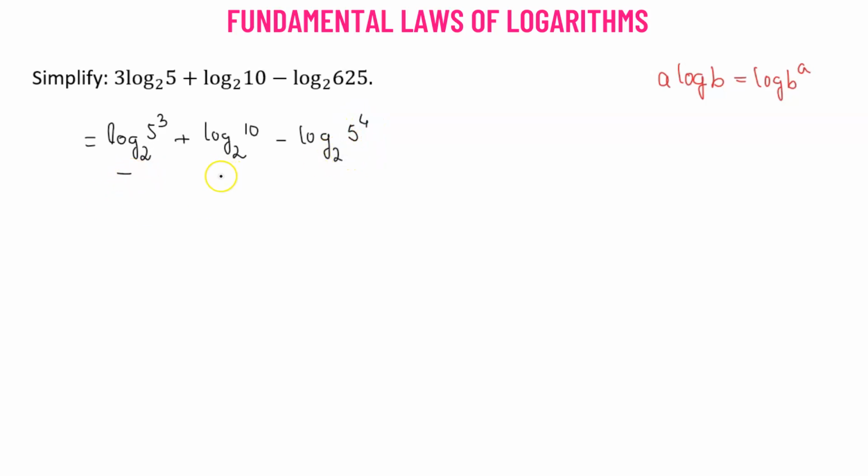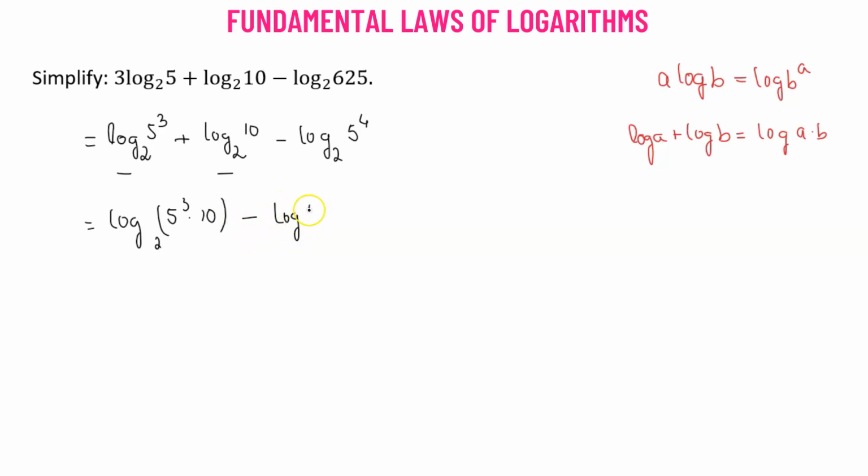Now we can combine the first term and the second term using the property that log of a plus log of b is equal to log of a times b. So that means we will get log of 5 cubed times 10 with a base of 2, minus log of 5 raised to the power of 4 with a base of 2.